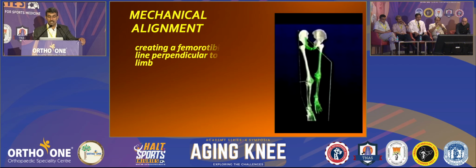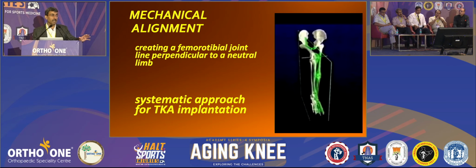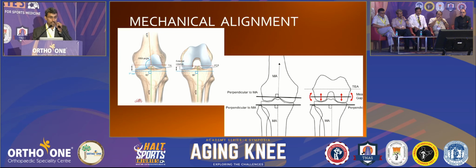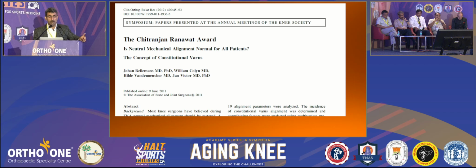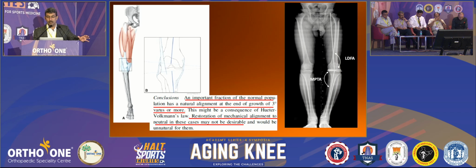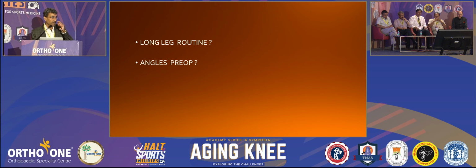Now, this is how it's changed, and mechanical, we know that it's a systematic approach to total knee, and mechanical basically means that it is perpendicular to the mechanical axis. However, Bellemans in 2012 with this paper pointed out that there could be what is called constitutional varus, and that is what this subset of patients will not be happy with restoration of mechanical alignment. Now, we'll start from this end of the panel, Bala and the rest. Do we do long leg x-rays as routine, and do we calculate the angles preoperatively?